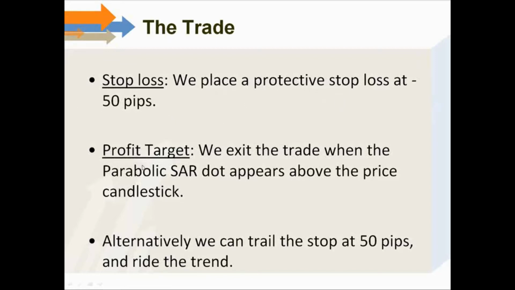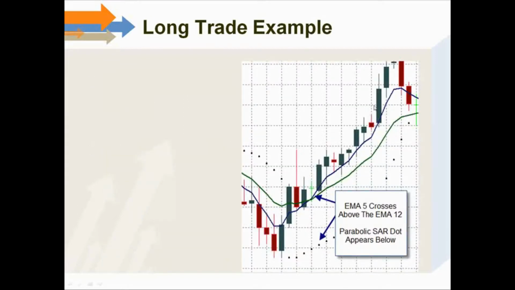And to exit the trade, we exit the trade when the Parabolic SAR dot appears above the price candlestick. Again, you can use the alternative exit method of trailing the stop at 50 pips. When you're just starting out, this method is the simplest, so that's the method that I'm going to use in the examples. So let's look at this here, and then we'll show you some real examples on the charts.